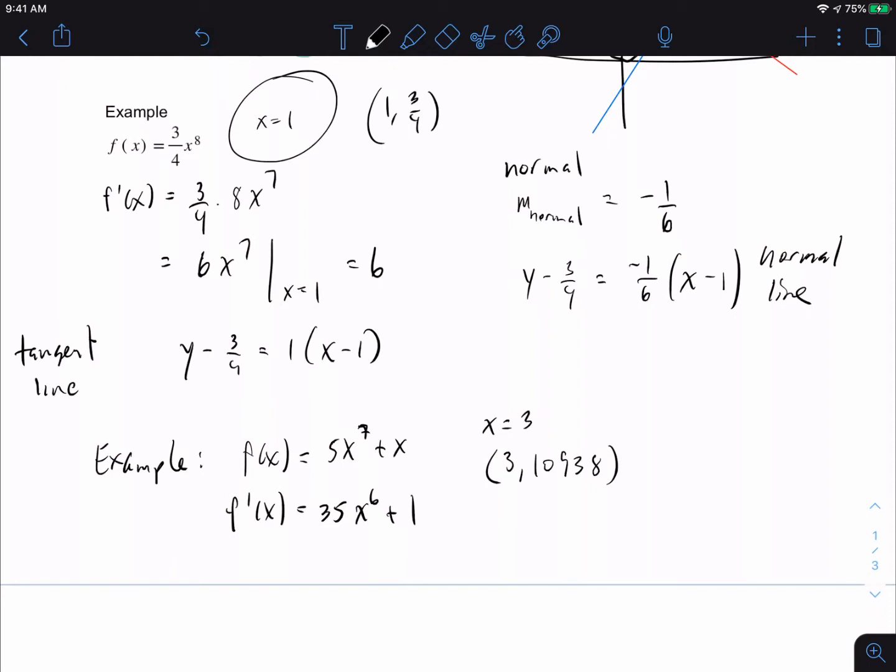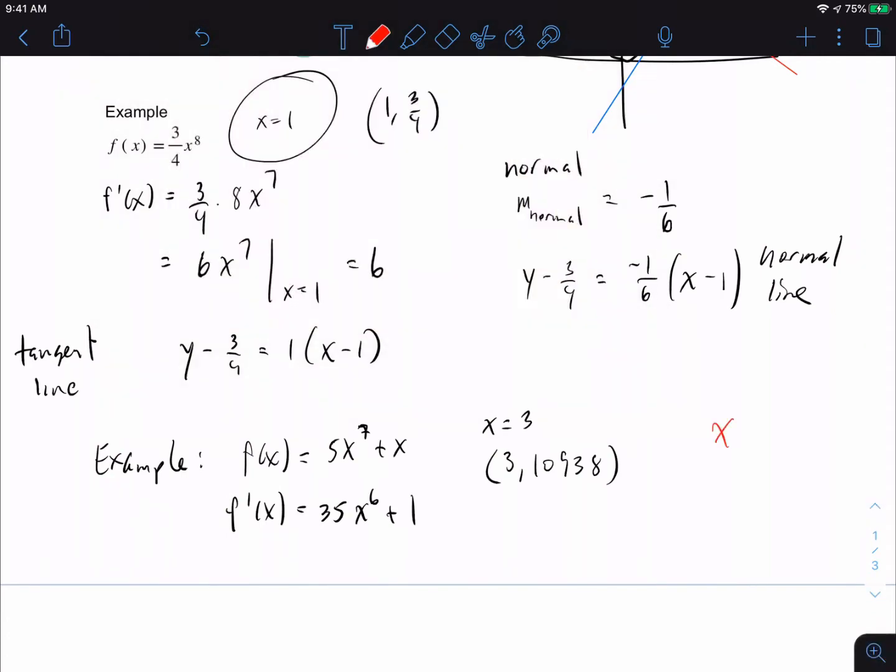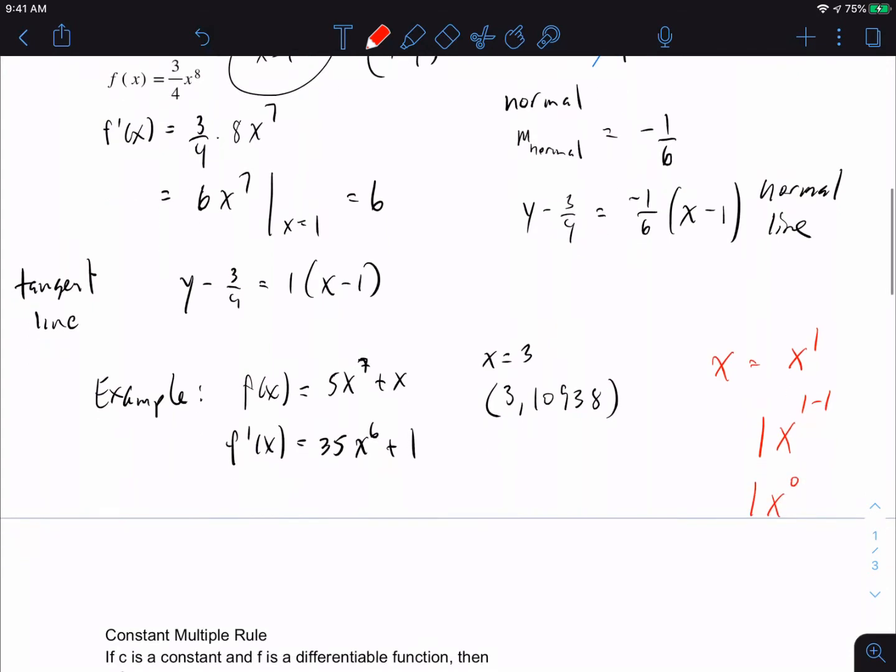It's a great question. Let me just side note this. If I have x, that's the same as x to the first power, right? So if I follow the power rule, I get 1 times x to the 1 minus 1. So I get 1 times x to the 0, but what's x to the 0? 1. So it's 1 times 1, which is 1.